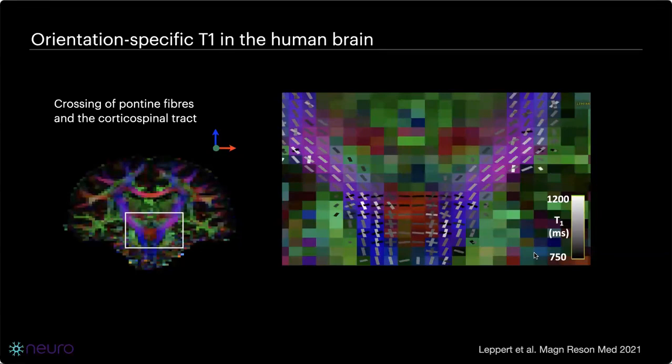So we're much lower here where the corticospinal tract is crossing the pontine fibers that are going left to right. And it's actually the pontine fibers that tend to be more densely myelinated and therefore have a lower T1 time. And we're able to capture that nicely in our data.